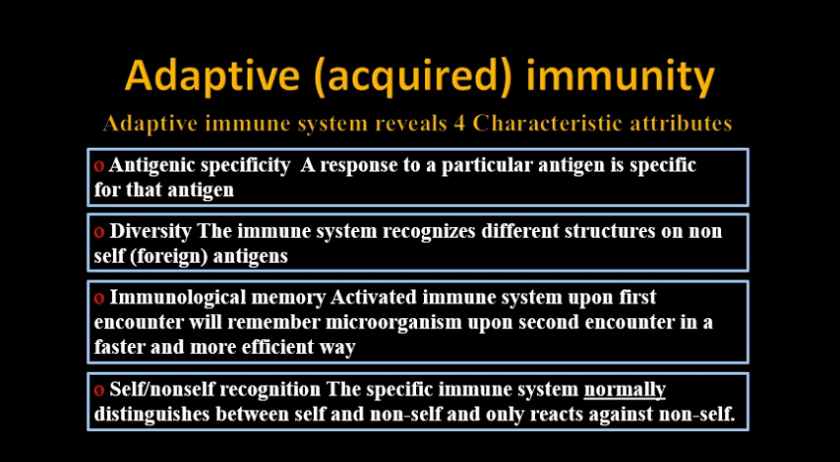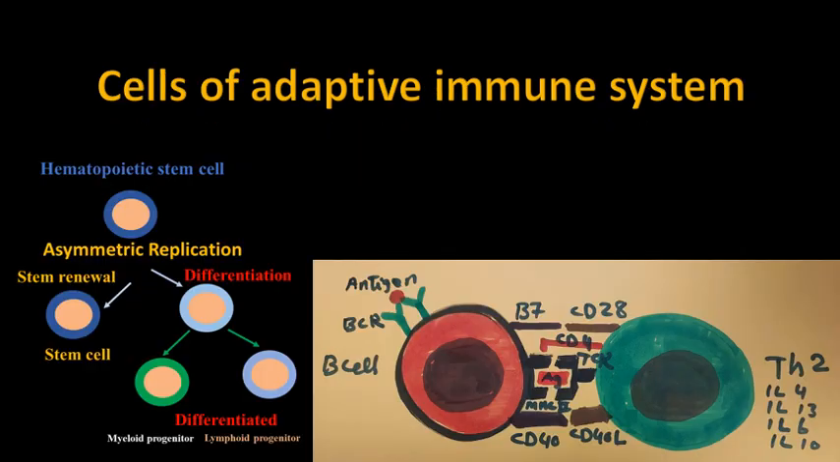non-self antigens. So cells of the adaptive immune system, all cells of the body, they come from stem cell, and cells of the adaptive immune system, which are B cell and T cell, they come from hematopoietic stem cell in the bone marrow. And this stem cell differentiates into self-renewal and differentiation cell, which further differentiates into myeloid progenitor and lymphoid progenitor. Lymphoid progenitor, they give cells of the adaptive immune system, which are B cell and T cell.